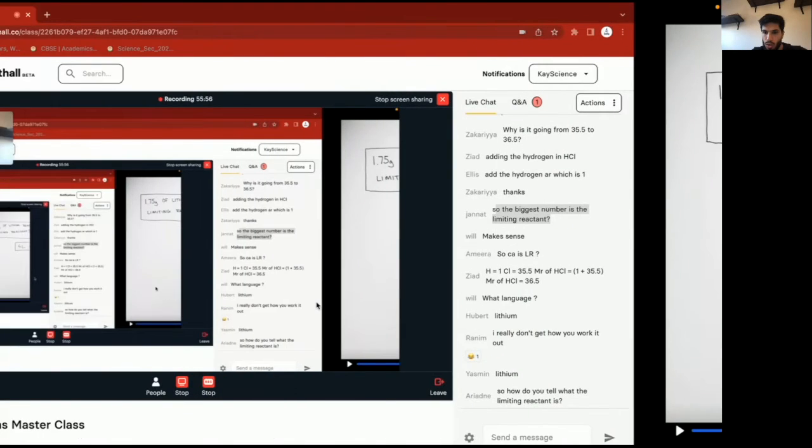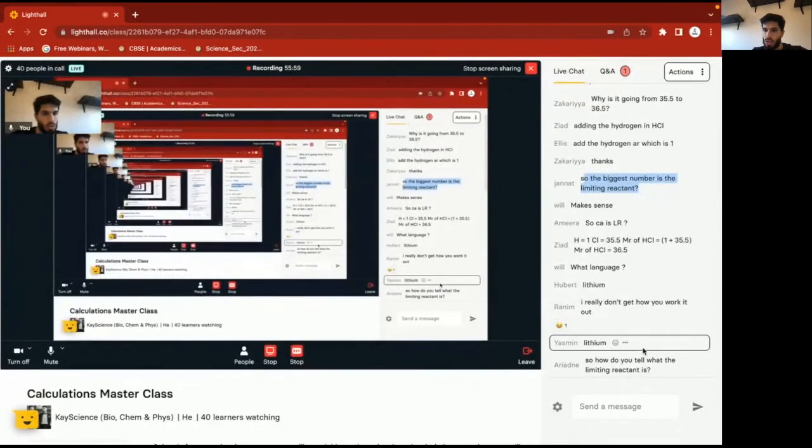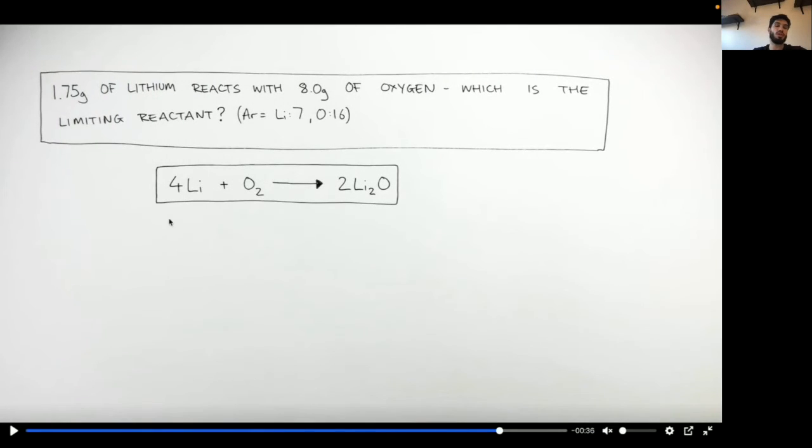Any questions? So you calculate the moles, then look at the ratio. The ratio of lithium to oxygen is 4:1. So the moles of lithium should be 4 times as high as oxygen, or the moles of oxygen should be 4 times less than lithium. If the lithium is not 4 times higher than oxygen, then that's the limiting reactant.